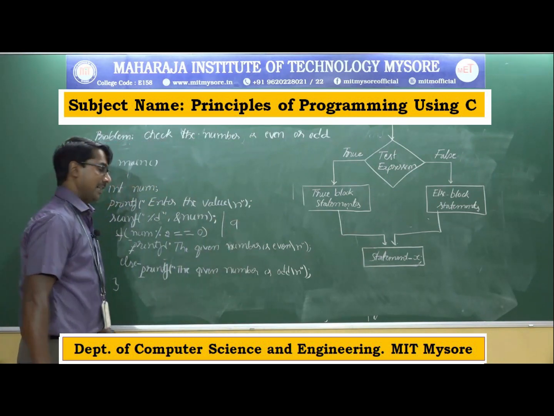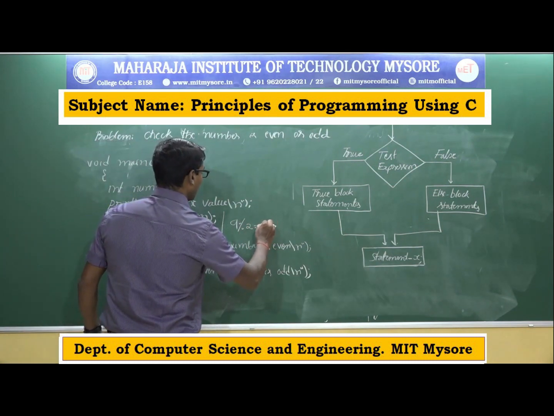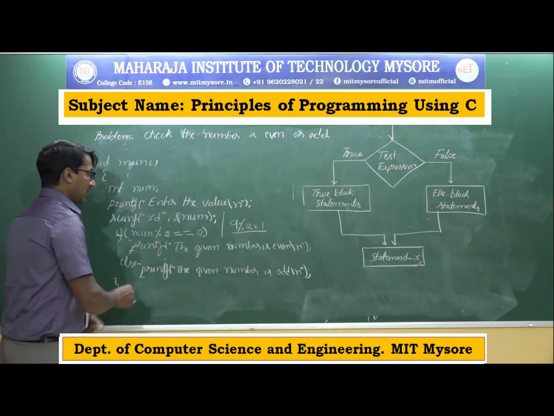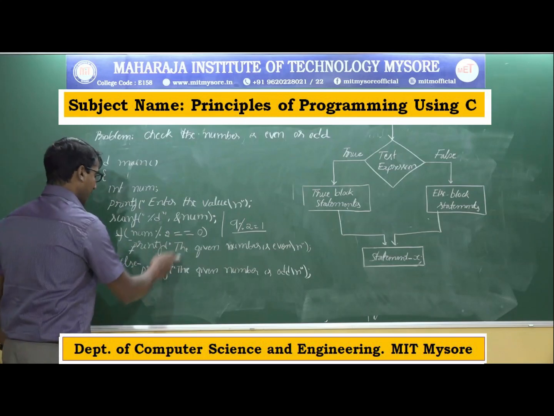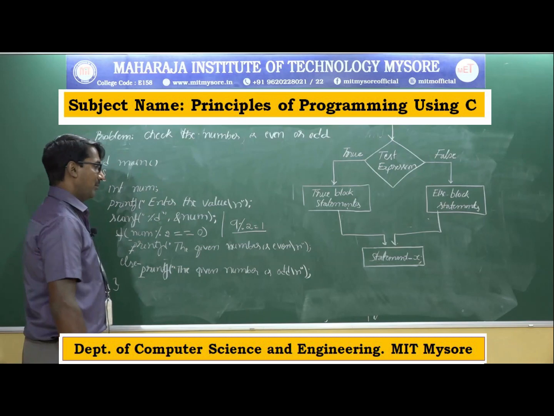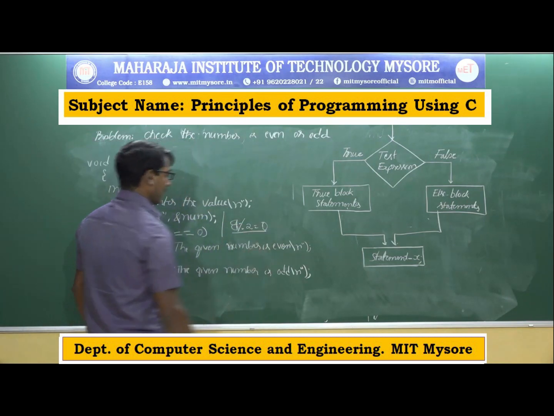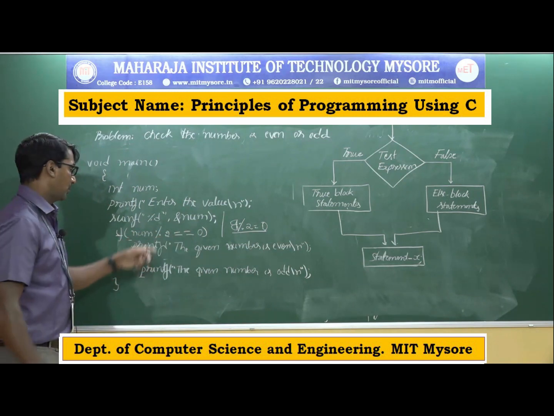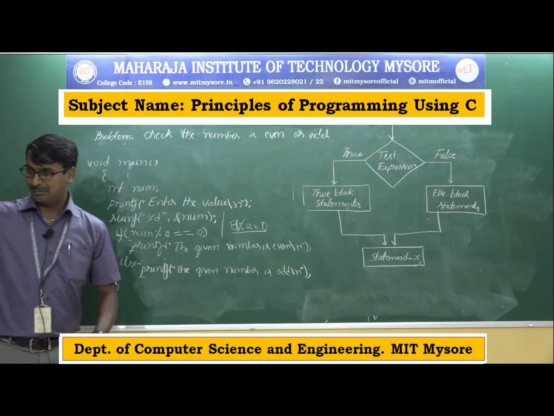Okay, let's consider one input. Now my input is 9. 9 modulus 2 is equal to 1, because the remainder is 1. Now 1 is equal to 0, the condition is false. If the condition is false, it displays printf the given number is odd number. If in case this number is 8, 8 modulus 2 is equal to 0, 0 is equal to 0, the condition is true. If the condition is true, it will display the number is even number.